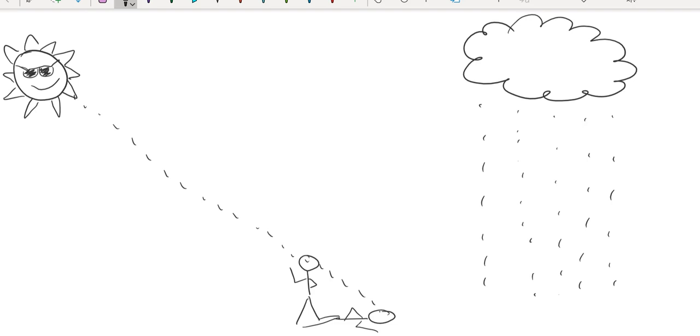The shadow of your head is called the anti-solar point. It's the point opposite the sun. Okay, so if somebody tells you there's a rainbow, look down, find the shadow of your head, and the rainbow will be a circle around the shadow of your head.